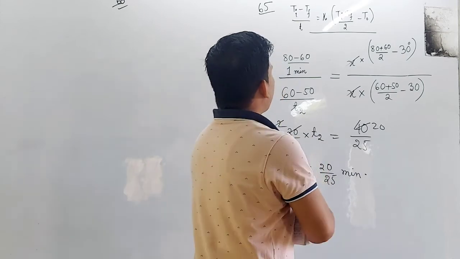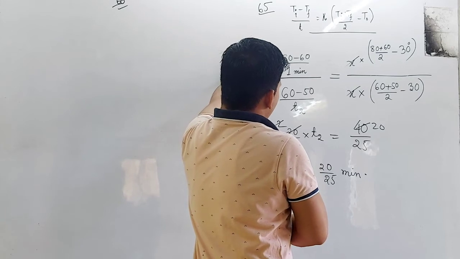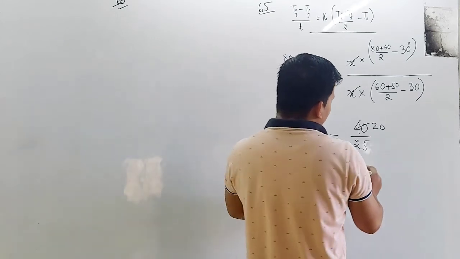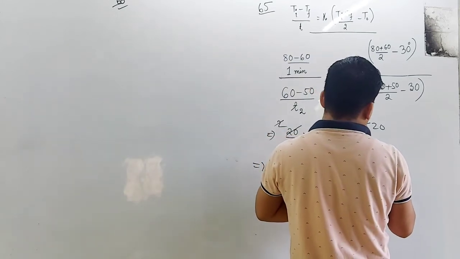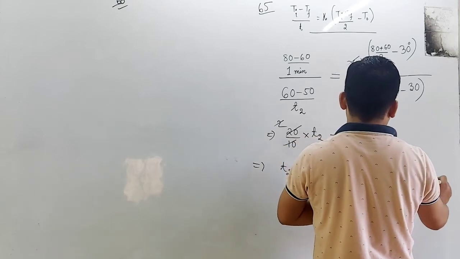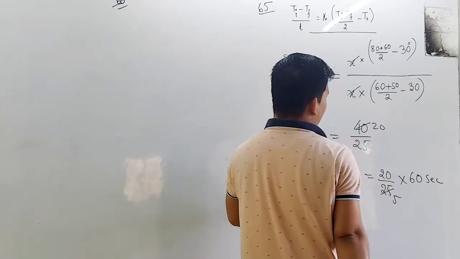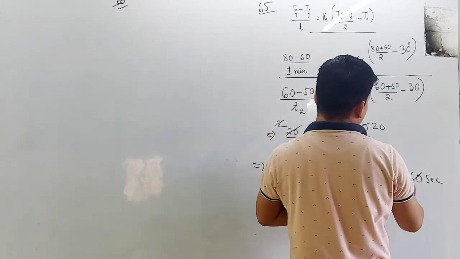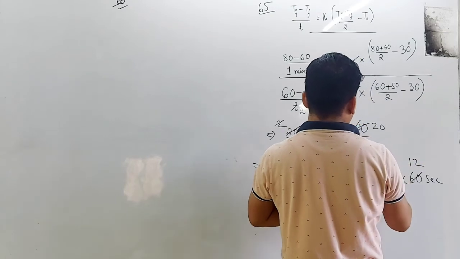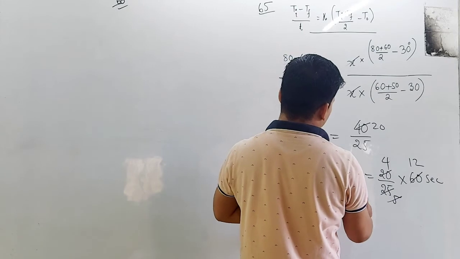Try the line, answer 20 divided by 25 into this is 60 seconds. Okay. Our answer will be equal to 48 seconds. Finish.